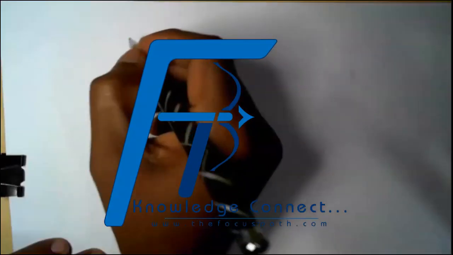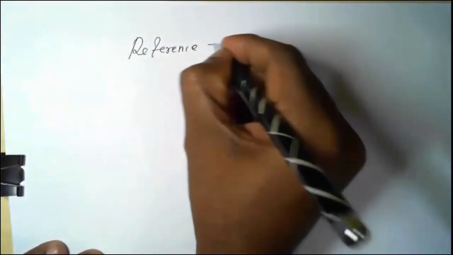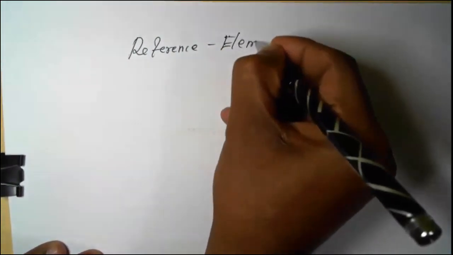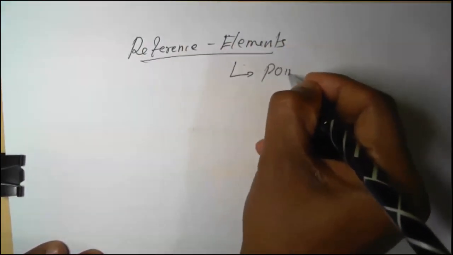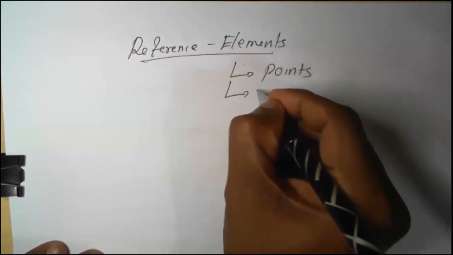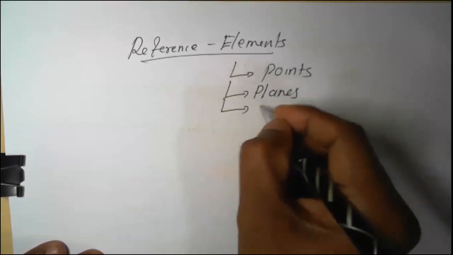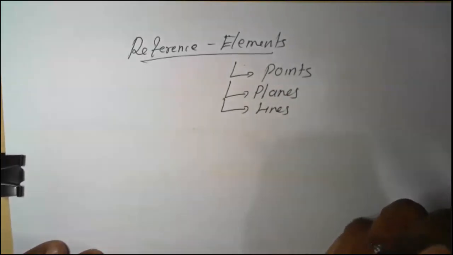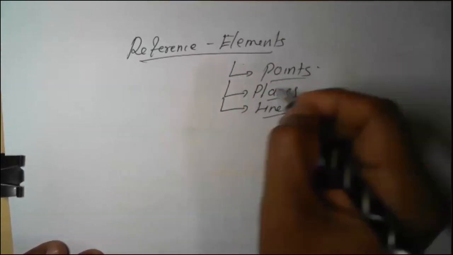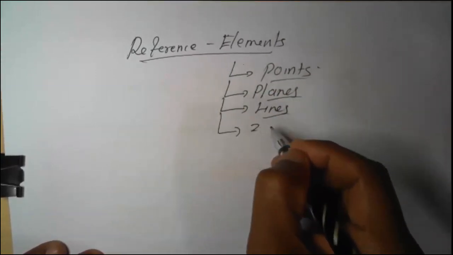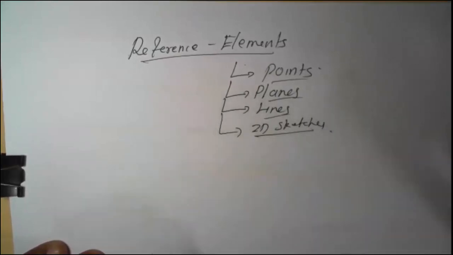So I'm going to use something called reference elements. What are these reference elements? These reference elements are points, lines, planes, and then all sketches, even the 2D sketches that you write. All these are my reference elements.